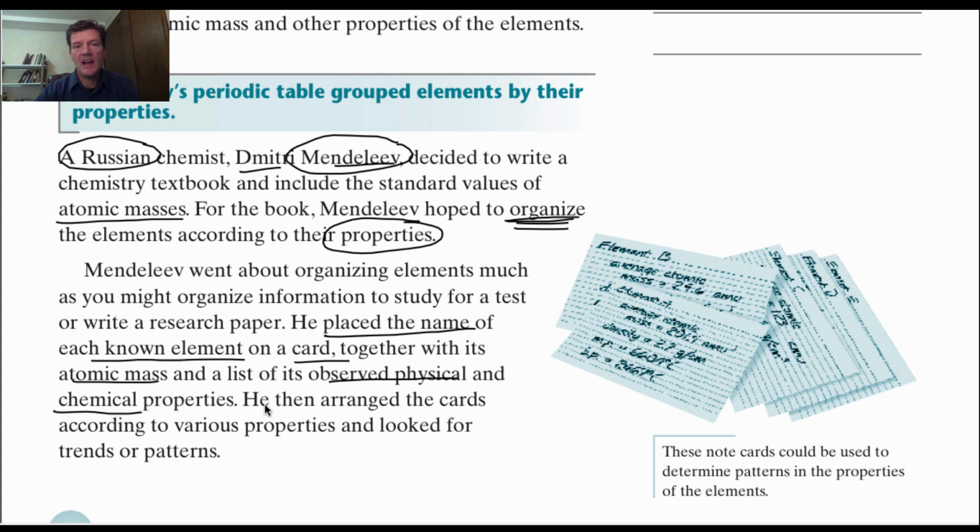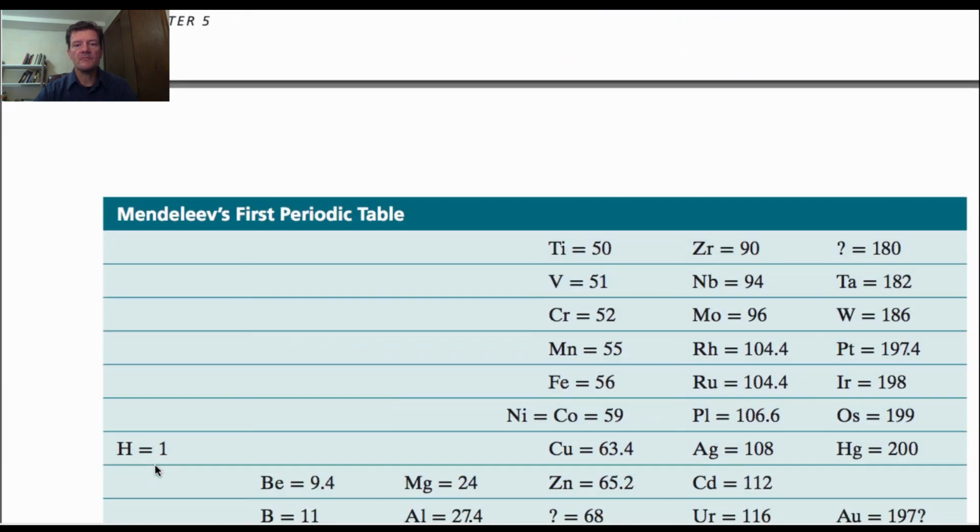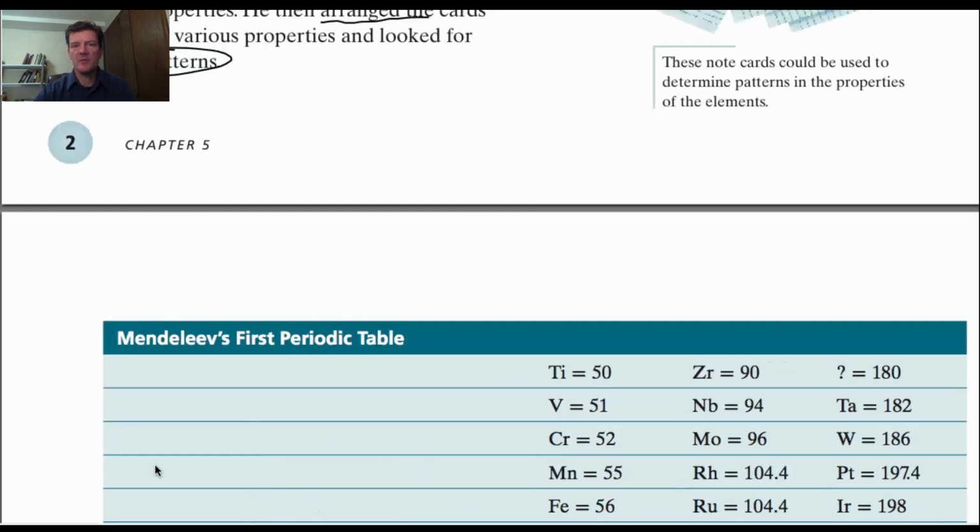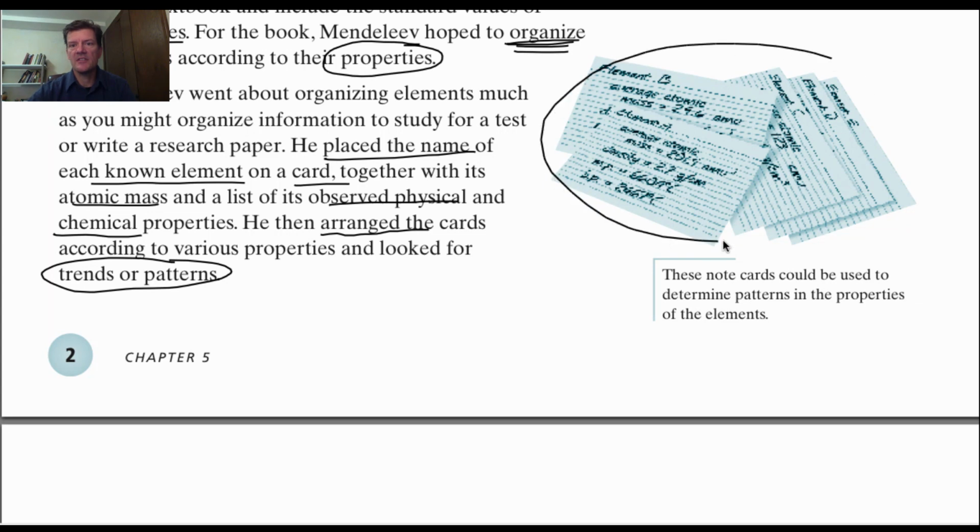Did it react with oxygen? Did it react with water? Things like that. And then he began to arrange the cards according to increasing mass, and he started to see that there was a trend or a pattern. It might look something like this. Remember, he's got all these cards, right? He's got all these cards that have all the information for each element.